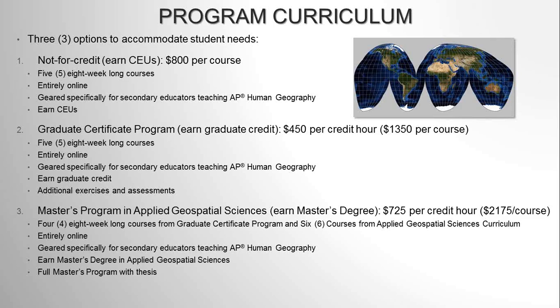So that's 3 options for participants in our program. Again, a not-for-credit option, a graduate certificate program consisting of 5 courses, and a full master's consisting of a total of 4 courses from the Graduate Certificate Program, plus an additional 6 courses from the Applied Geospatial Sciences Master's Program.